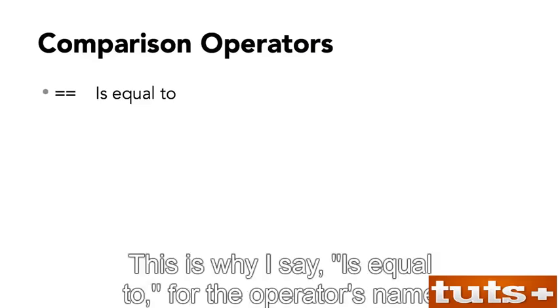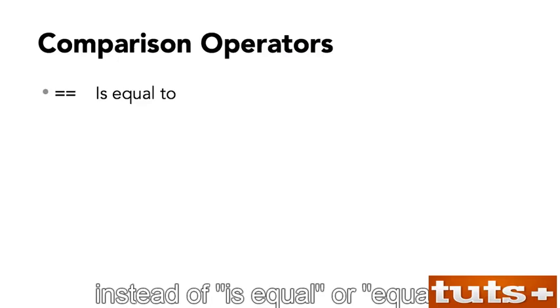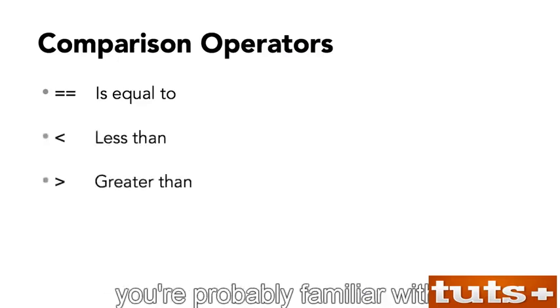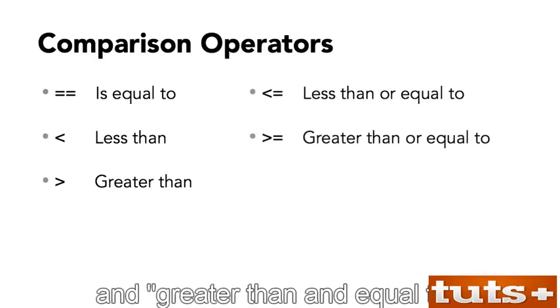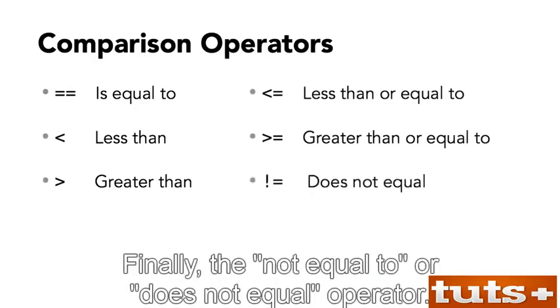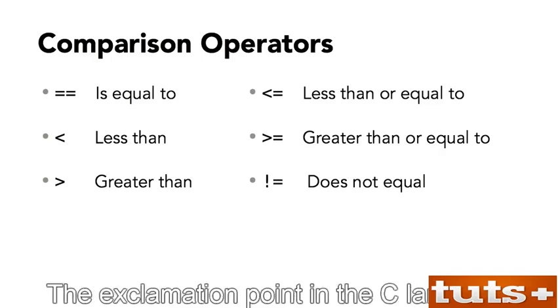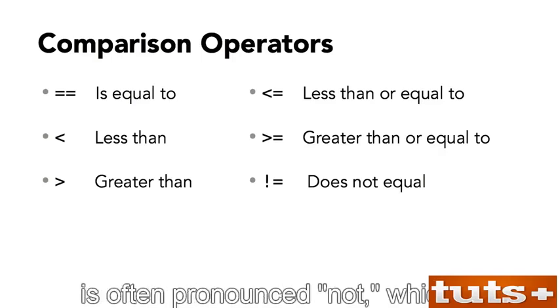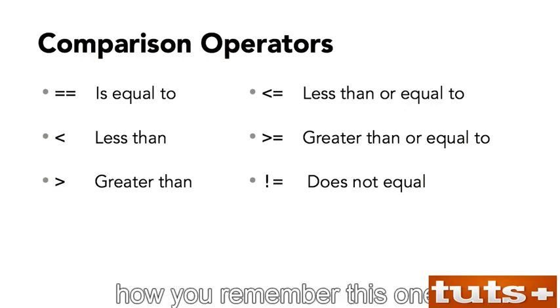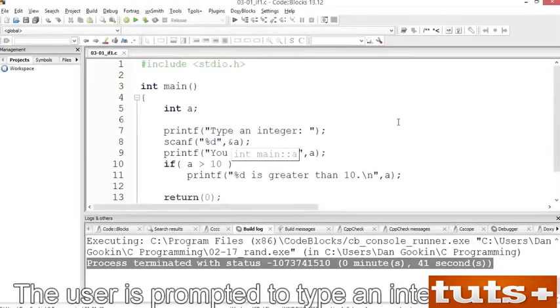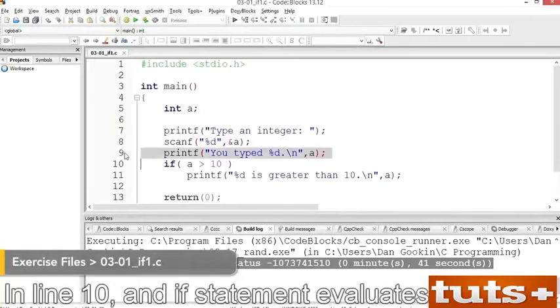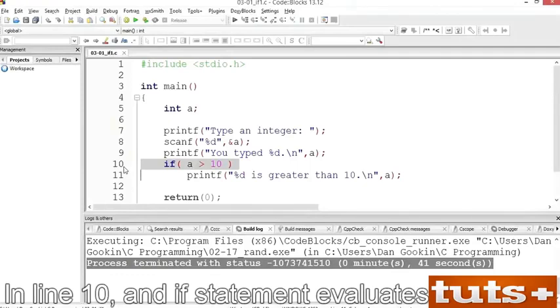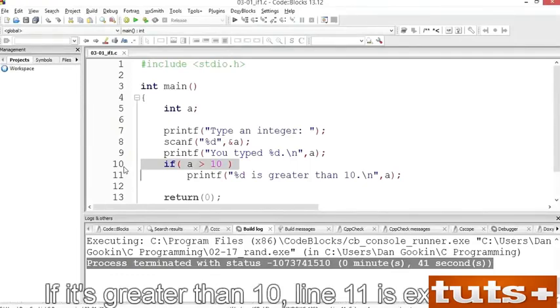Less than and greater than you're probably familiar with. Then there's less than and equal to and greater than and equal to. Finally, the not equal to or does not equal operator. The exclamation point in the C language is often pronounced not, which is how you remember this one. The user is prompted to type an integer value. The value is displayed in line 9. At line 10, an if statement evaluates that value. If it's greater than 10, line 11 is executed. Otherwise, line 11 is skipped.